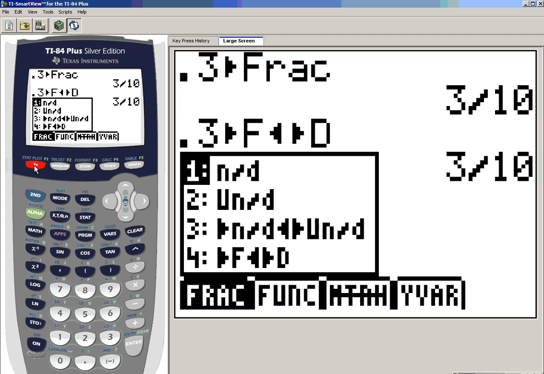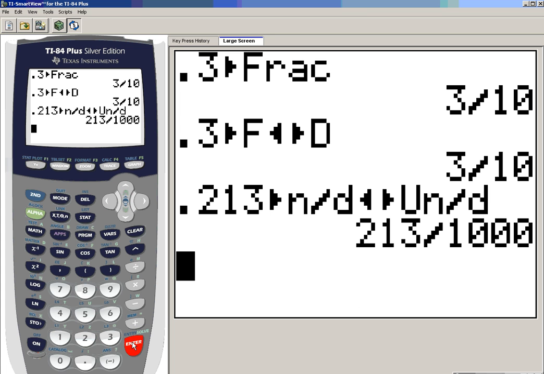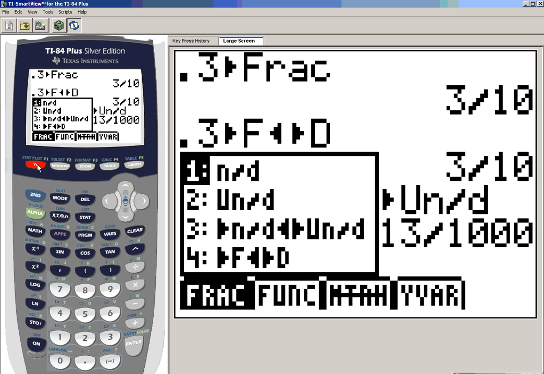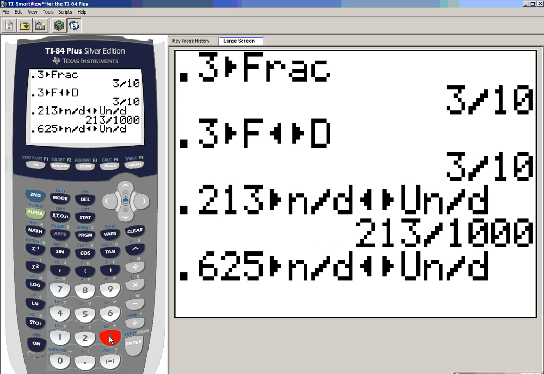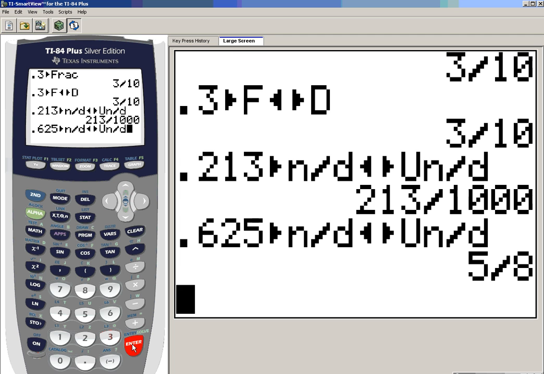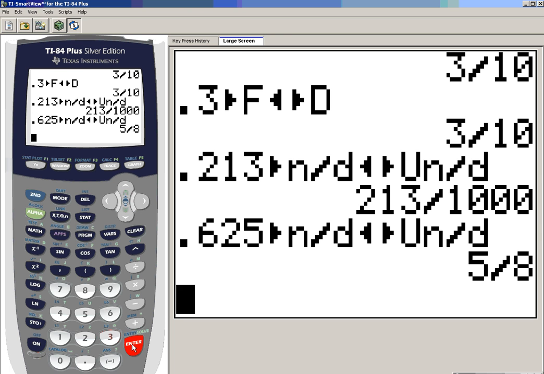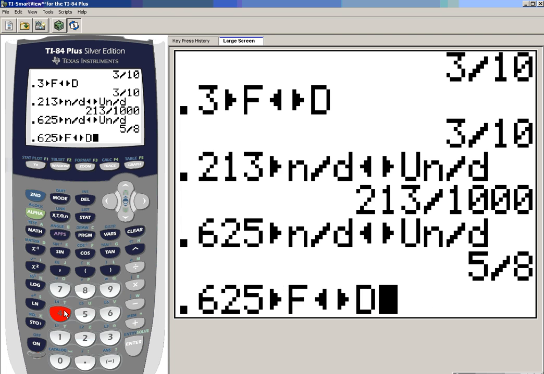Alpha y equals number 3. There's our fraction, and 0.625. Alpha y equals number 3. Oops. Well, that's going to get us to fraction 2 of 5/8. Okay. Probably should have used 0.625 alpha fraction to decimal, which is number 4.